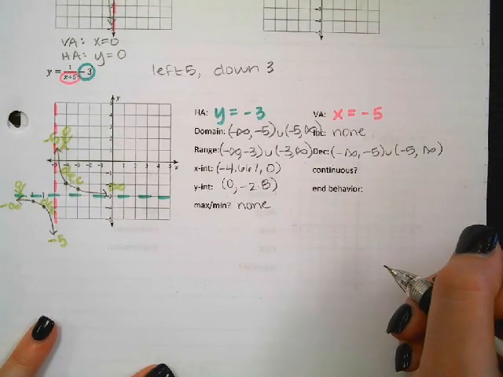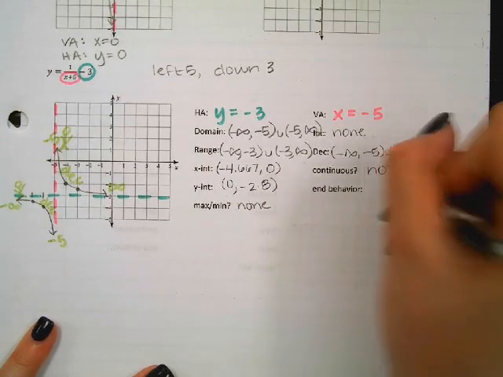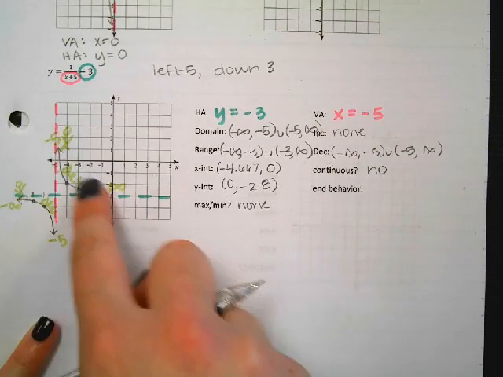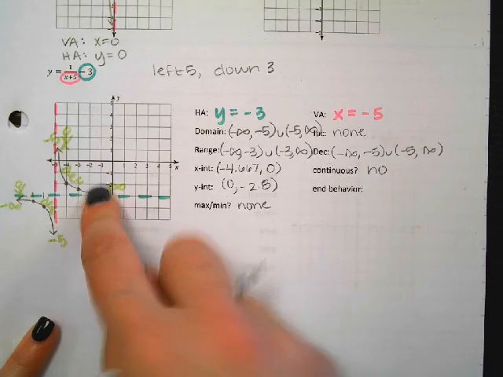These graphs are not continuous because if you trace it with your finger, you have to pick up your finger to trace the whole thing.